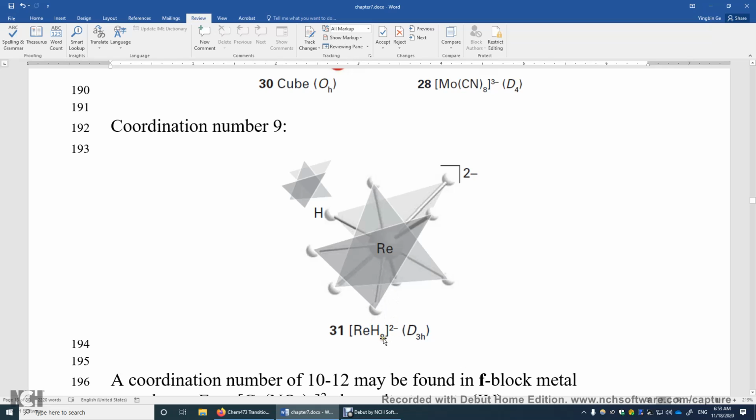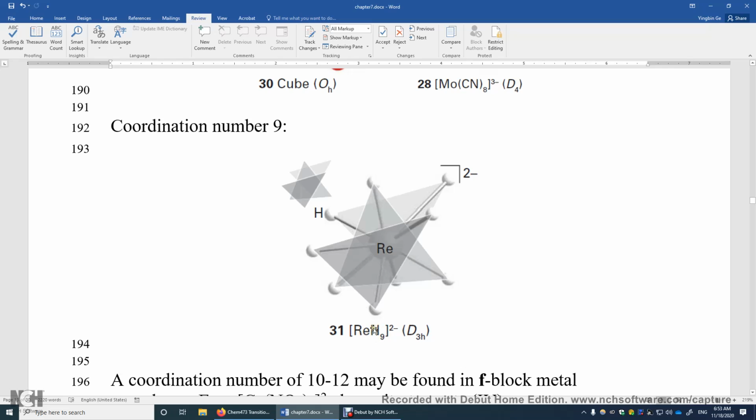How do you name this? Nona, hydrido. And then over here, although this is rhenium, you need to replace the ending IUM with ATE. So it's going to be renate. Nona, hydrido, renate. The oxidation number of this transition metal center is +7.